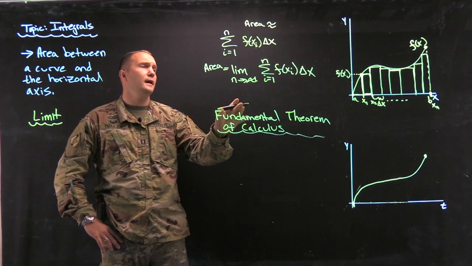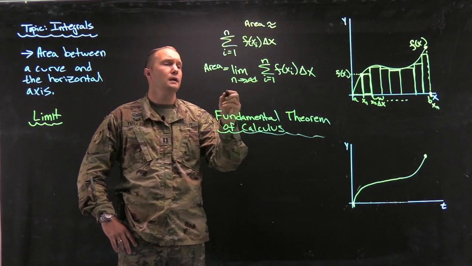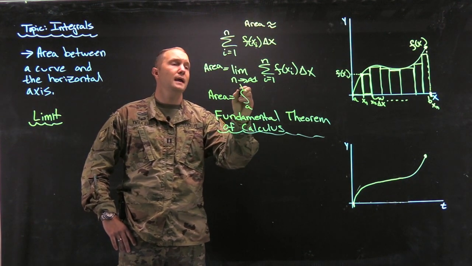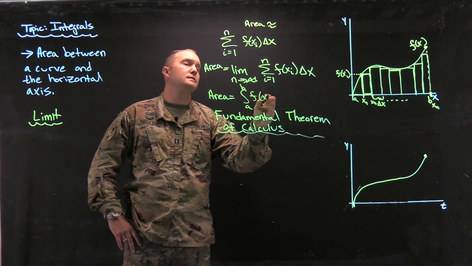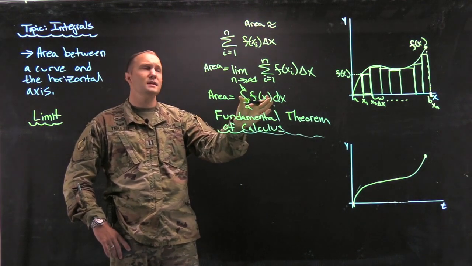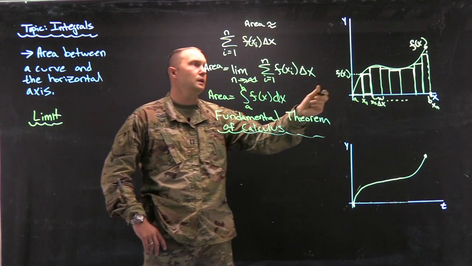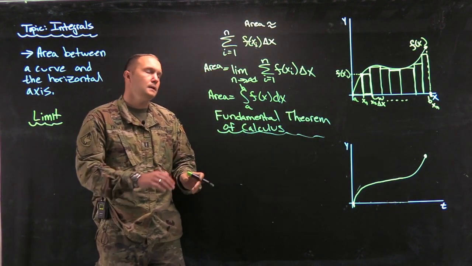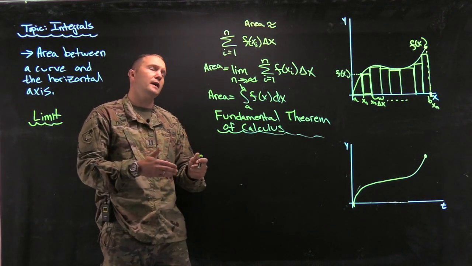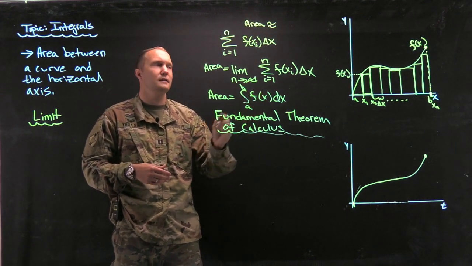So before we talk about that, notationally there's another way we can describe this area, and that is the area is equal to the integral from a to b of f of x dx. And really, this is just a nice way to describe this. These things equal the same thing, which is the area between f of x and the horizontal axis. So we're going to work with this notation with the fundamental theorem of calculus, which is going to provide the link that allows us to easily calculate this area.